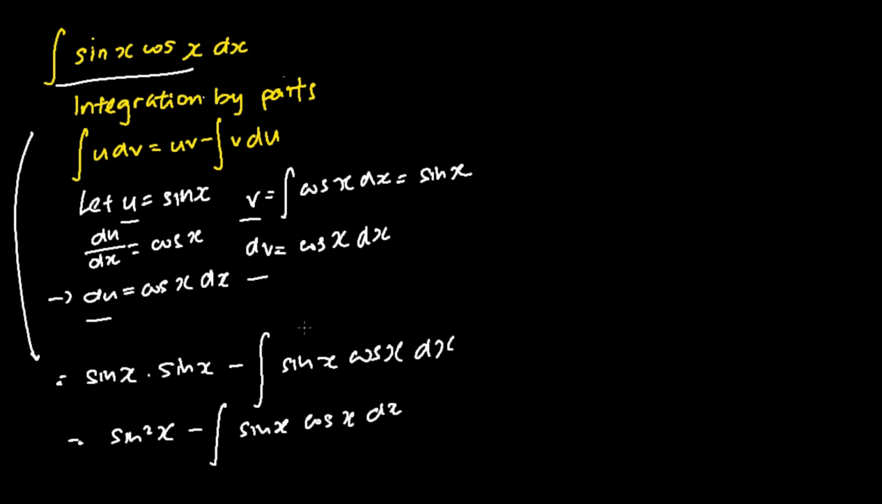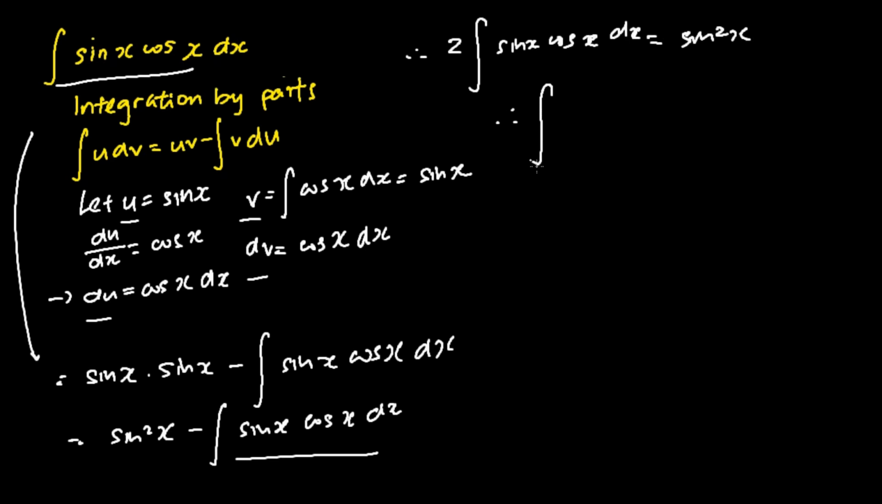And now as you can see, this and this are the same. Basically, we can just rewrite the whole equation as 2 times the integral of sine x cosine x dx is equal to sine square x, and therefore my integral of sine x cosine x dx is just basically sine square x over 2 plus a constant.